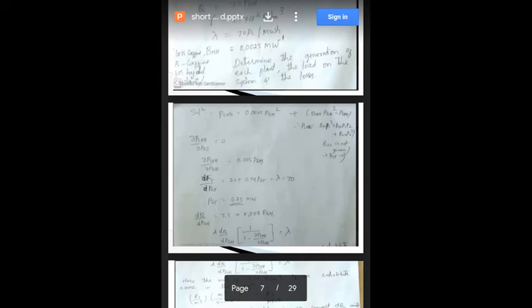Now the cost function is given, FT equal to 20 PGT plus 0.04 PGT square. If you differentiate this equation with respect to PGT, dFT by dPGT, that is nothing but lambda, the incremental fuel cost, you will get 20 plus 0.08 PGT equal to lambda.